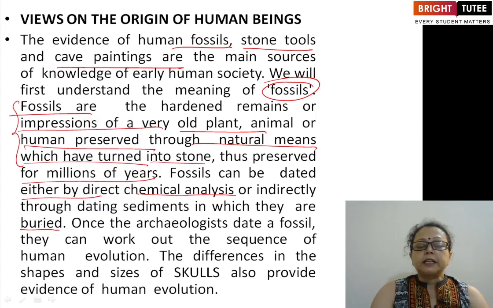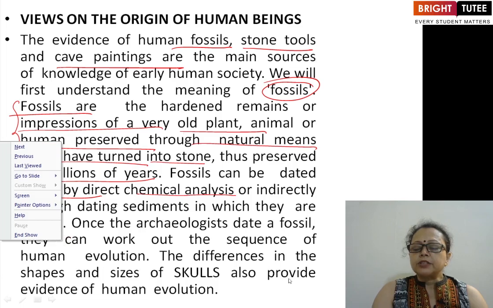So here two measures have been suggested. How can we understand, in the fossils of an animal or a human or anything else, how long back their existence was there? So the fossils can be dated either by direct chemical analysis or indirectly through dating sediments in which they are buried.